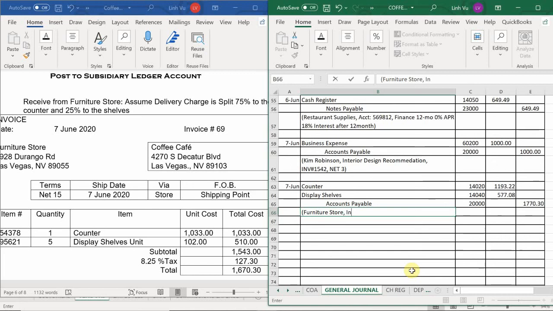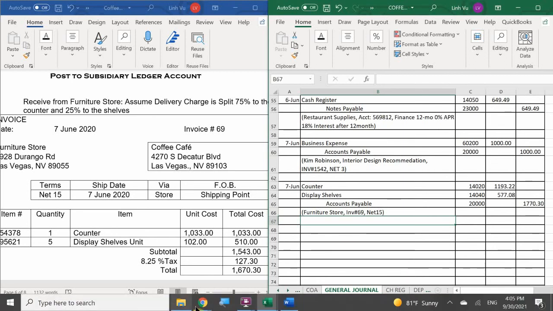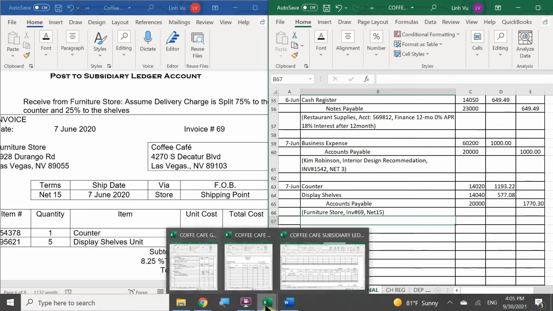Invoice number 69, okay? And because it's a bill, and I'm not going to make a payment to it, what are my terms? It's a net 15. I have 15 days to pay this bill off. Okay? So now, let's go ahead and plug this into my ledger, since I have everything I need.